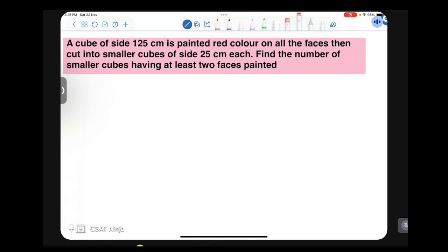In this case, if you look here, the question says a cube of side 125 centimeter. That means the side S1 is nothing but 125. That means the bigger cube is 125 centimeter, painted red color on all the faces, then cut into smaller cubes of side 25 centimeter. That means the smaller one is nothing but 25.